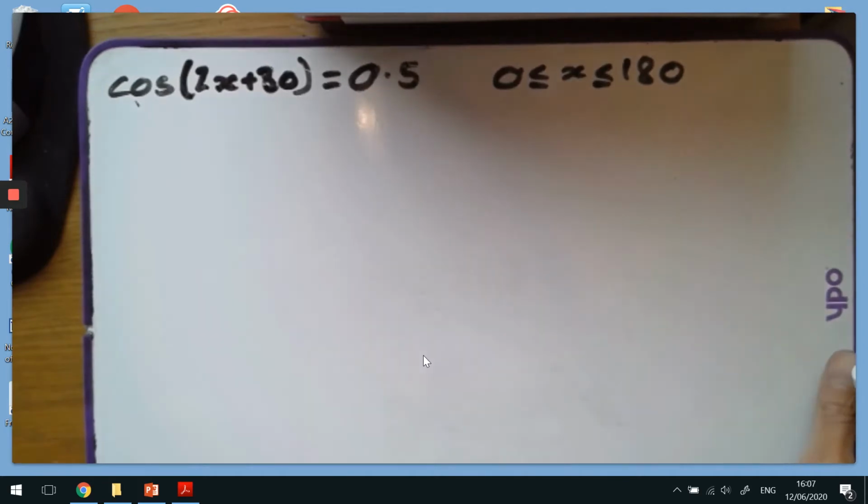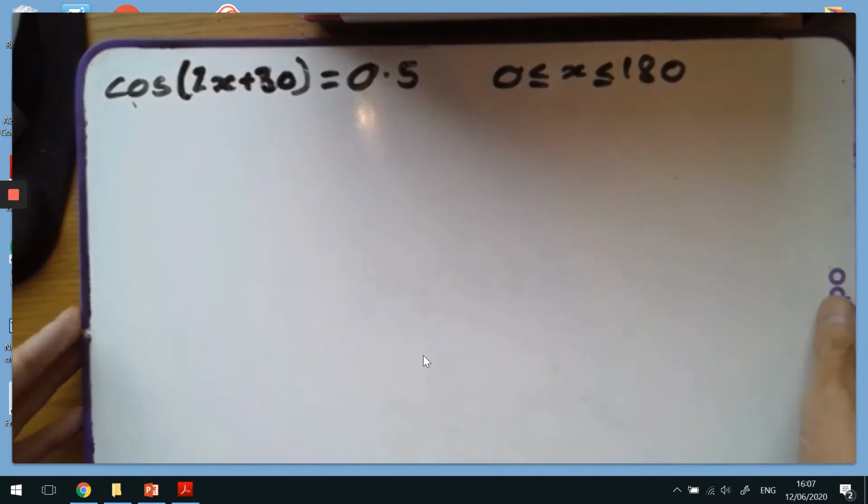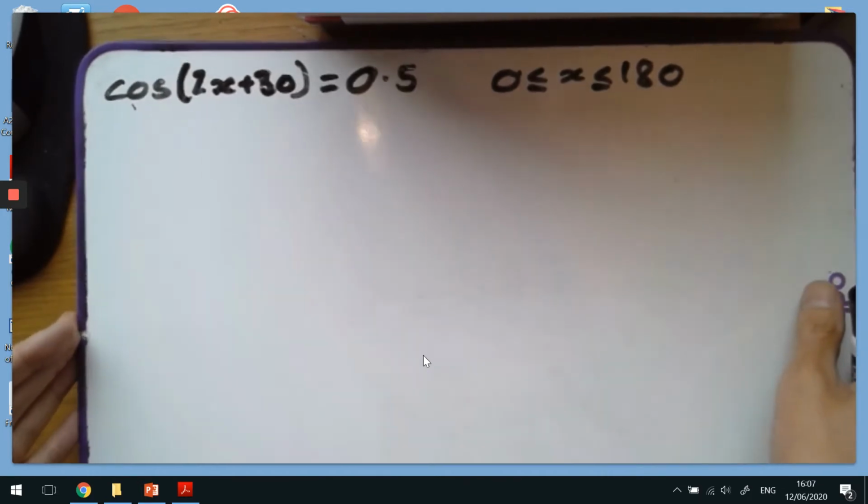Okay, hi everybody. So we're going to have a look at some trig equations today and solving them. I'm going to go through 4 examples. You've done all these kinds before, but this should help you consolidate.